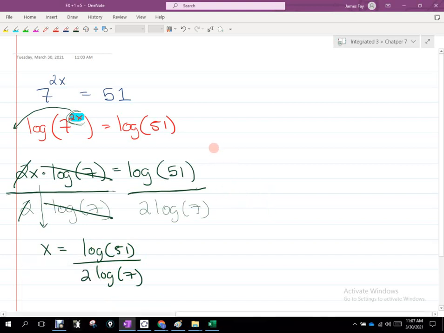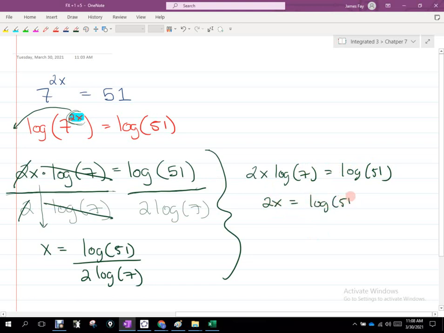I believe yesterday we did something like this. We kind of talked about this where you could do this division in 2 steps. So if I had 2x log of 7 equals log of 51, we could divide it by log of 7. And then divide it by 2. If I do that, algebraically, the correct way of writing this algebraically would look like this. I would divide by 2. So then I need to divide this thing by 2.